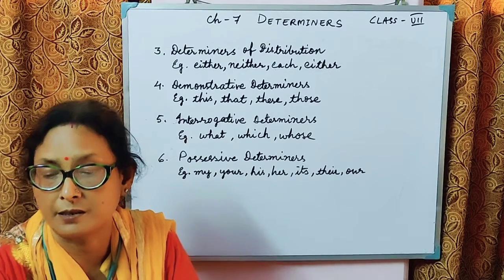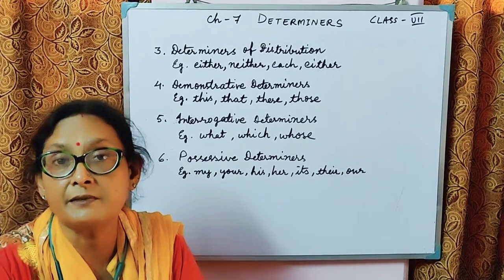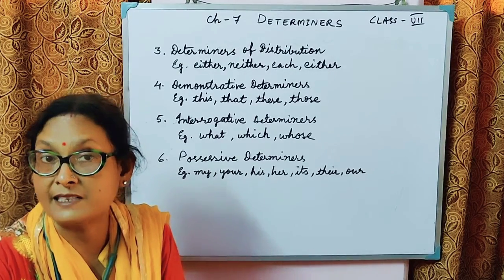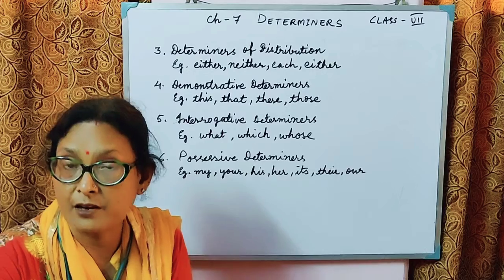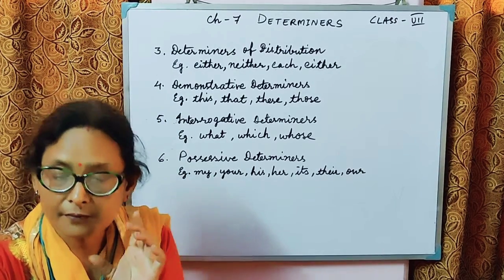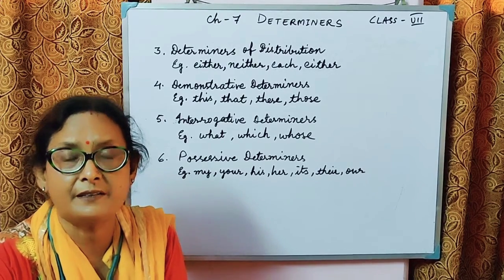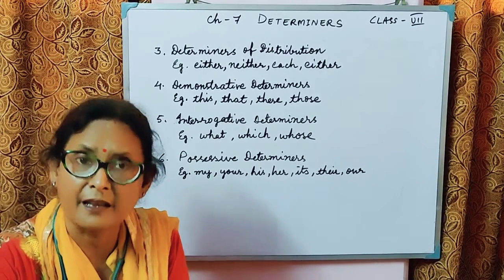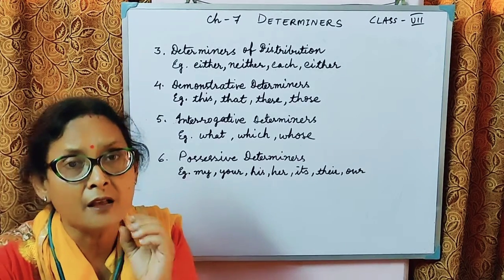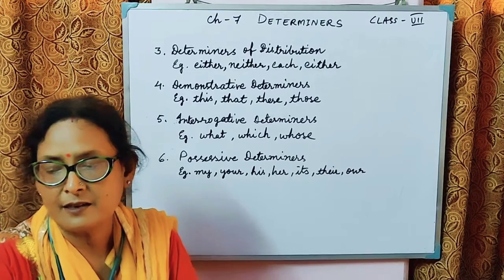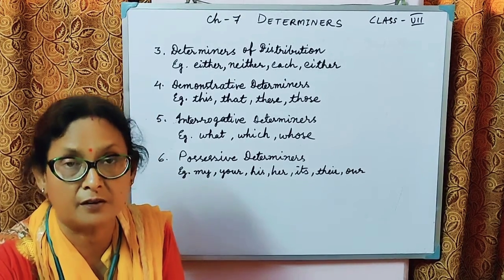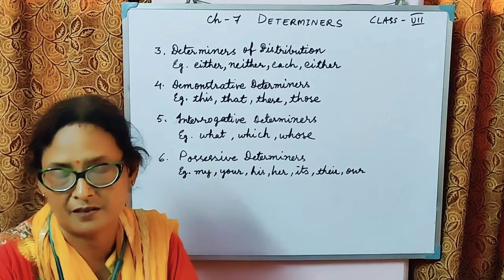Now I talked about the determiners of distribution. Now we'll talk about demonstrative determiners. As we have studied in the kinds of adjectives, there also we had demonstrative adjectives. Here, demonstrative determiners are the same words: this, that, these and those. This and that point out a person or a thing; these and those also point out a person or a thing, but in a plural way.